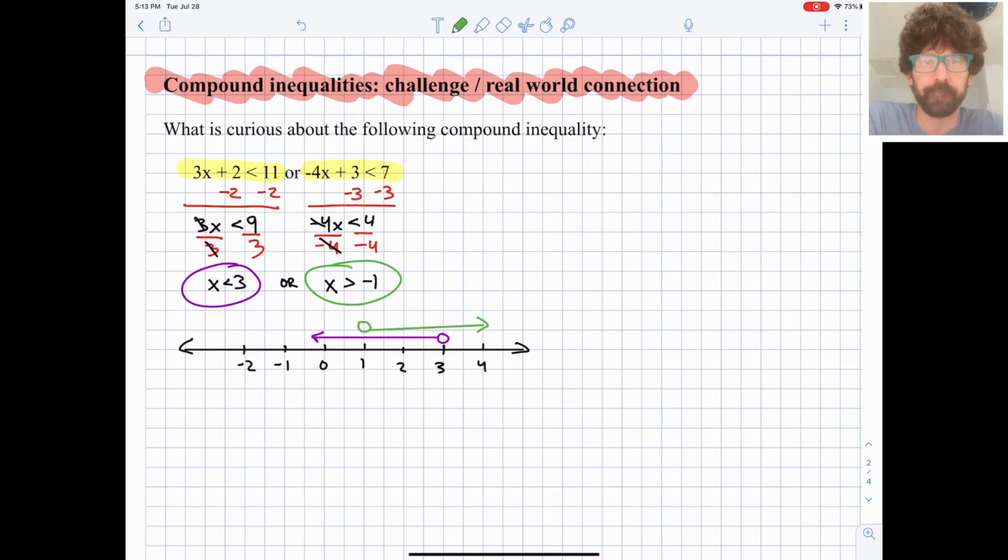Do you see it yet? What's going on is that x can be anything. Okay, x can be any real number here. Every real number in the world is either less than 3 or greater than negative 1.